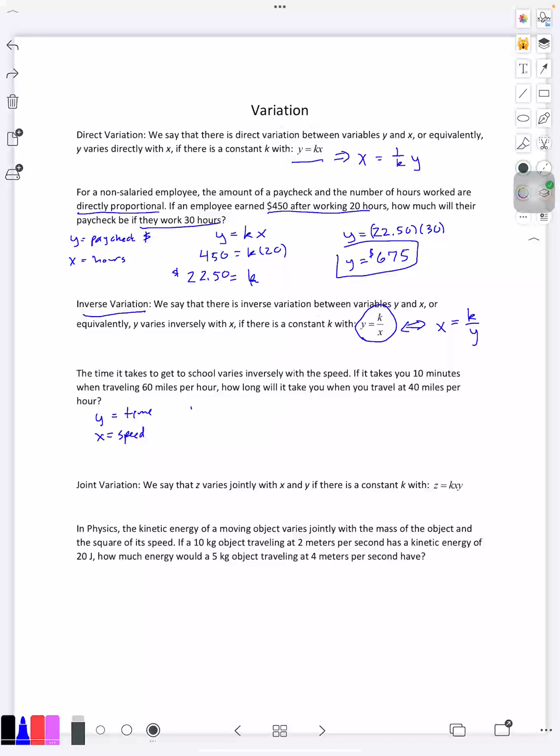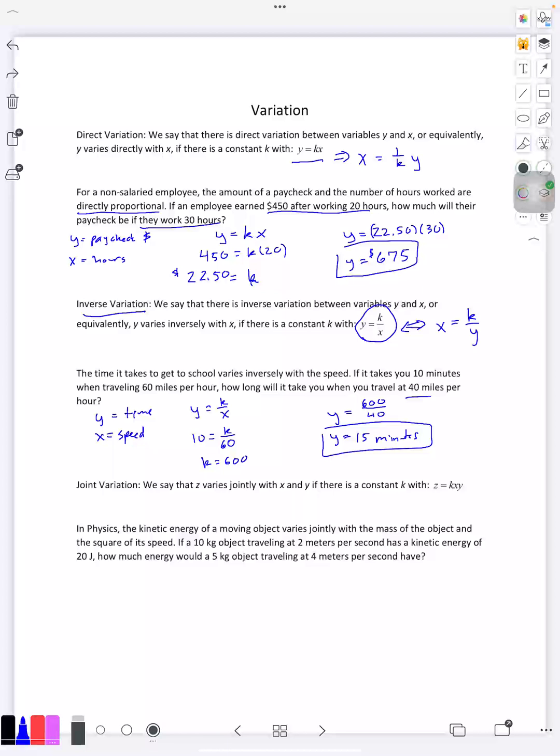So if y equals k over x, then it says 10 minutes is the time if you are going at 60 miles per hour. Solving for k, we're going to get 600. Then the second part, we now know we're going at 40 miles per hour, but we don't know our time. So 600 is my k, my miles per hour is 40, and this time it's going to take 15 minutes to complete the journey. So changing your speed from 60 miles per hour to 40 miles per hour made your trip go from a 10-minute trip to a 15-minute trip.